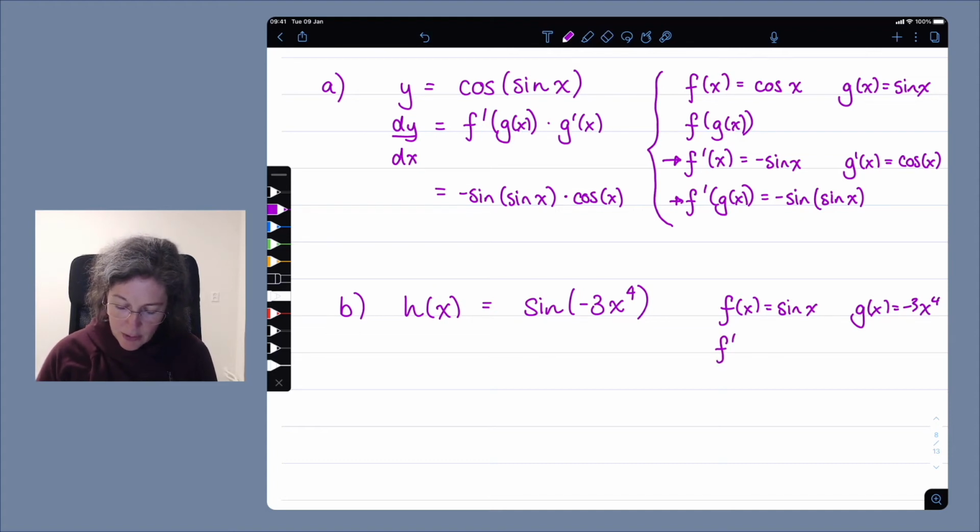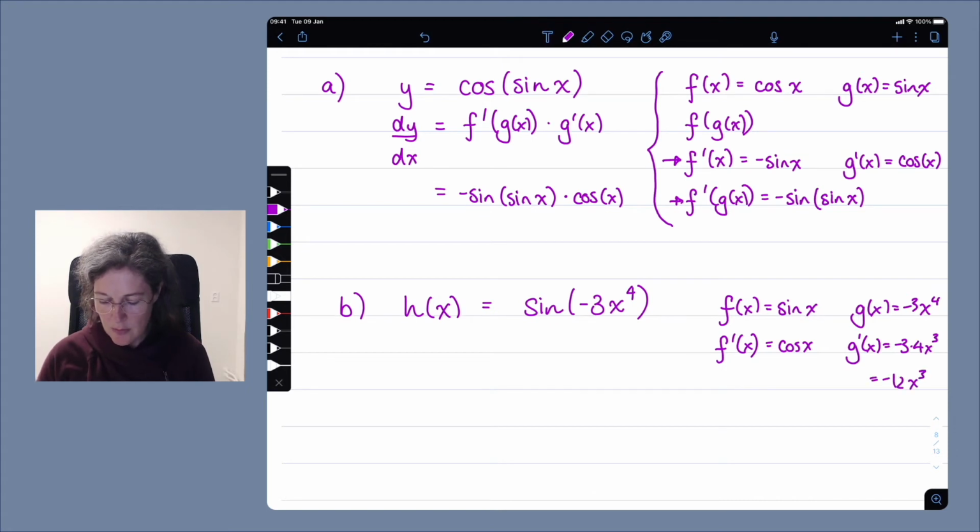Then I need to find the derivative of both of these. So the derivative of sine of x is cosine of x, and the derivative of minus 3x to the 4 is minus 3 times 4x to the 3, so that's minus 12x cubed. But the other thing that I need is I need to actually evaluate the derivative of f at g of x, so I need to substitute in for g of x. So I've got f prime of g of x is cosine of, I'll replace this x with g, so that's minus 3x to the 4.